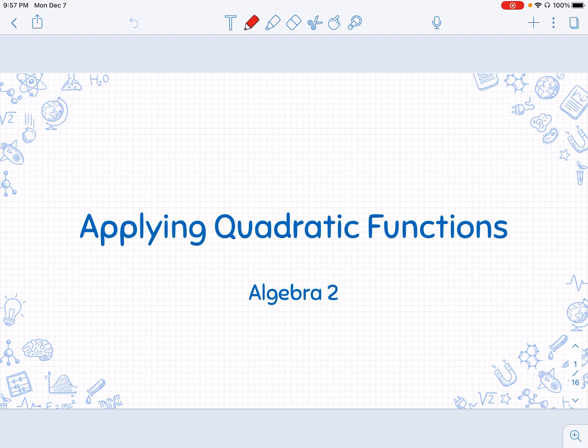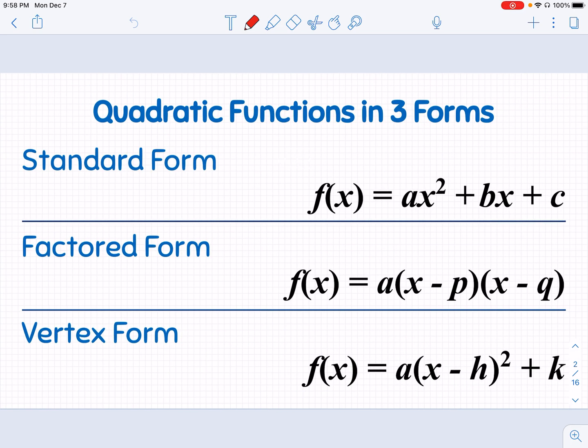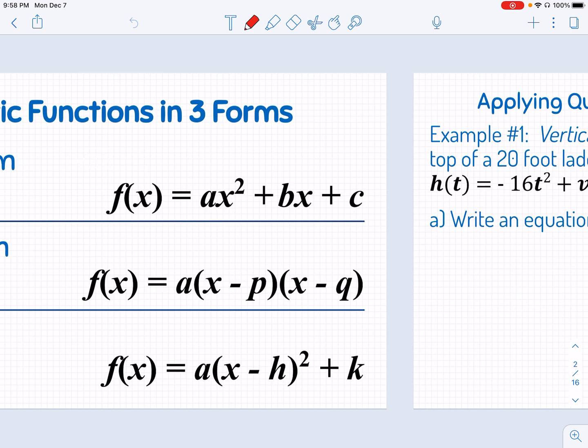Hi guys, in this video lesson we're going to talk about applying quadratic functions. So you've seen quadratic functions in three forms: standard form, factored form, and vertex form. And you could easily multiply out something in factored form to put it into standard form, or double distribute, multiply by a, and add k to put something in vertex form into standard form. But really all the application we look at when it comes to quadratics is largely in standard form.